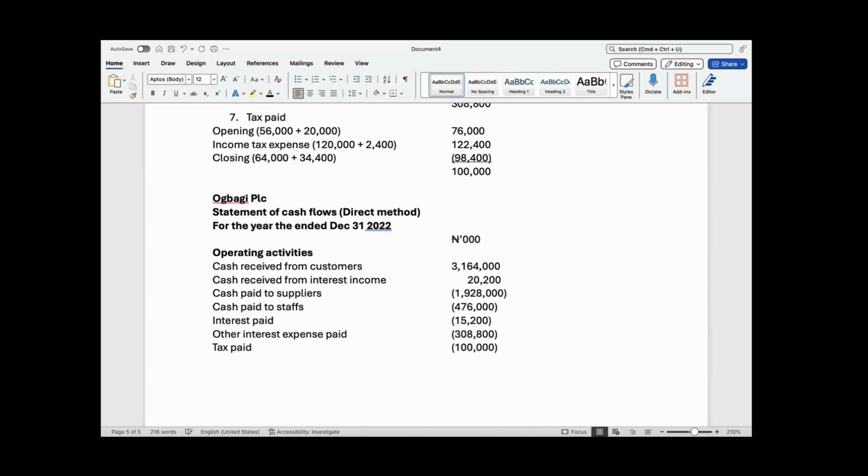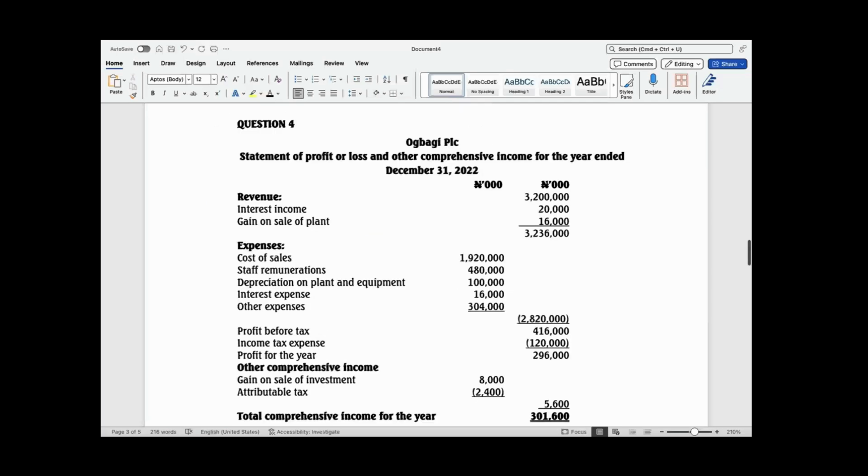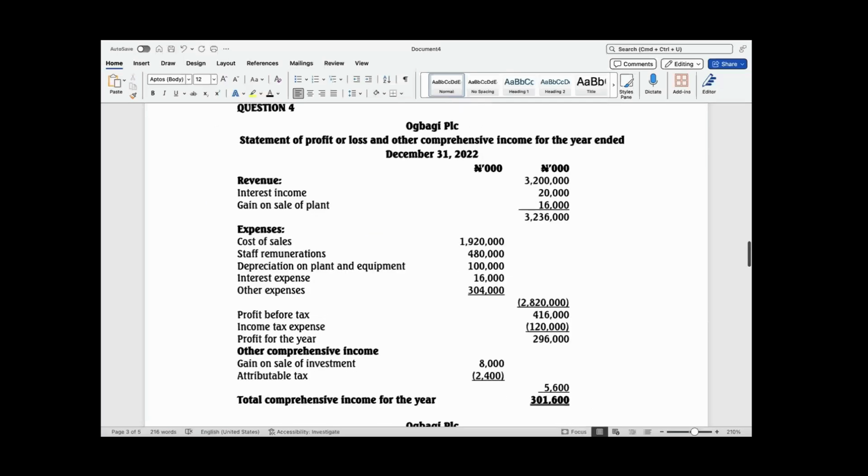So my tax paid is 100,000. I go back to my P&L. I have picked every item here. The only items I did not pick are those that are non-cash: gain on sale of investments and plants, and depreciation. Every other item I picked. And it's logical. So I'm done with operating activities.